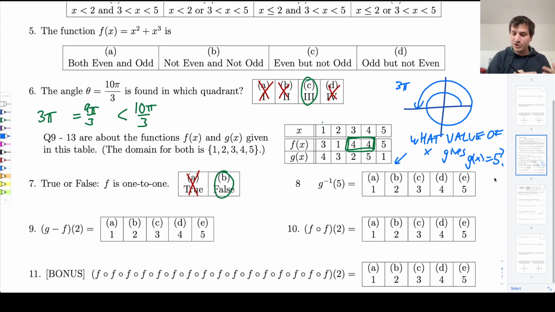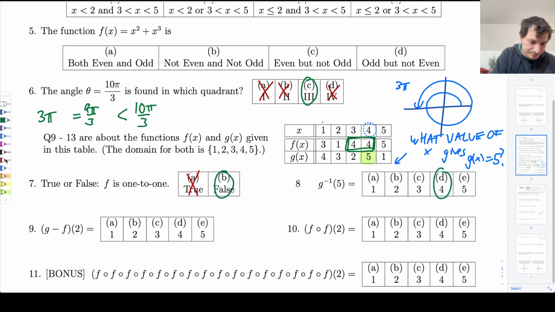So g is a function, it inputs x values and outputs something. G inverse is the reverse. So g inverse of 5 means what do you have to input to get 5? The easiest way to do that is look at the table, notice the value of 5 for g of x. So when g of x equals 5, what is x equal to? It's this value up here, so that was 4. That's how you would do this problem.